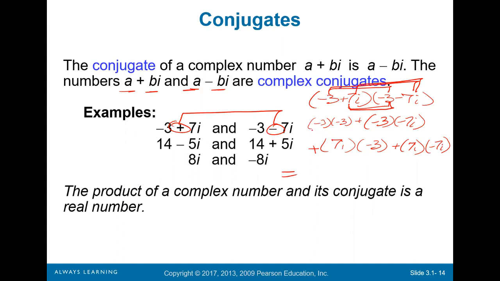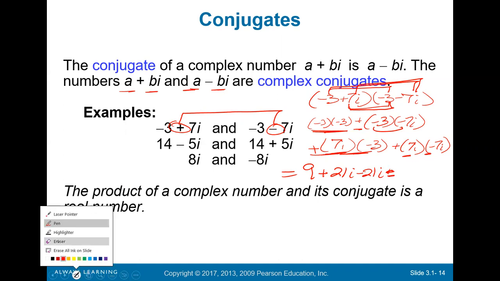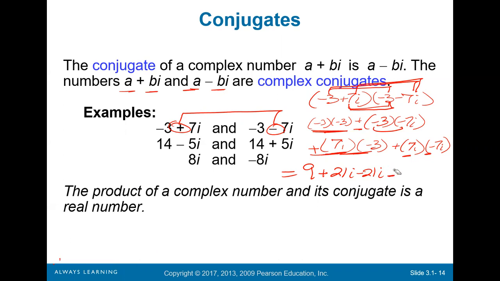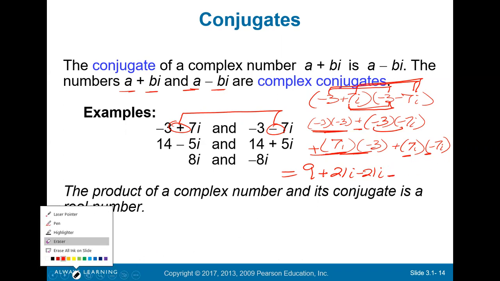Now let's clean this up. I got negative 3 times negative 3 is a positive 9. I got negative 3 times negative 7i. We've got this plus sign here, so it is a positive 21i. I have a positive 7i times negative 3, which gives me a negative 21i. And then I have a positive 7 times a negative 7. What happens? I get a negative sign here. My apologies, I kind of jumped the gun there and put the positive. And I saw the answer because of that i squared, but we'll get to that in a minute.